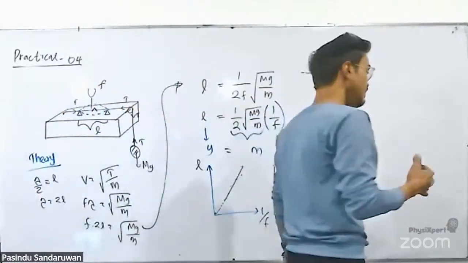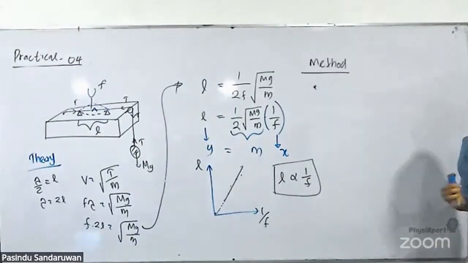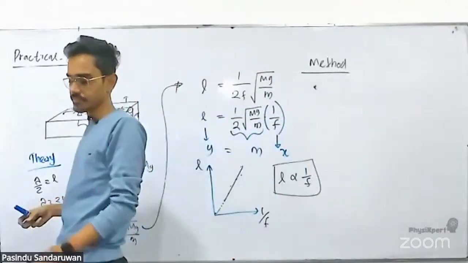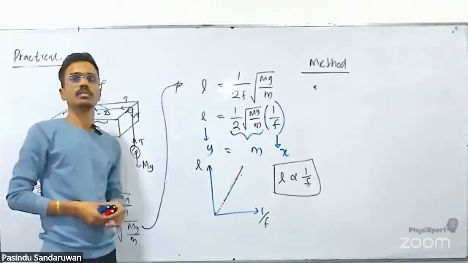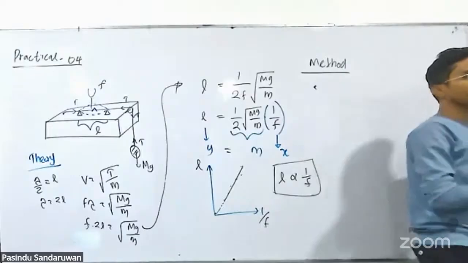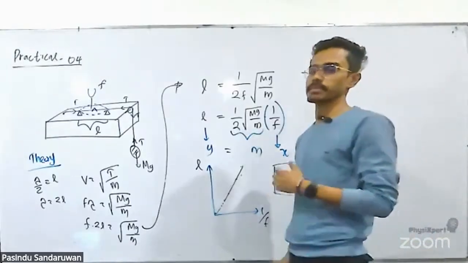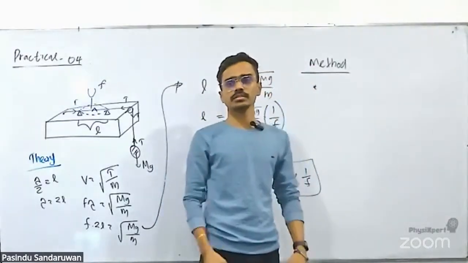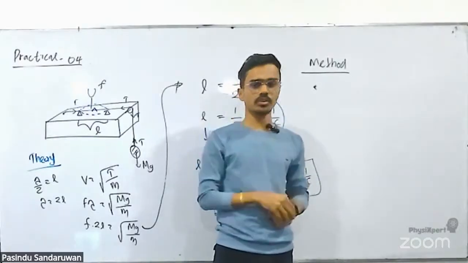Next point, gradually increase the gap between the bridges until the paper rider suddenly jumps off from the sonometer wire.